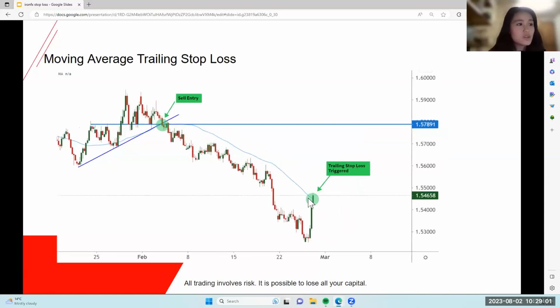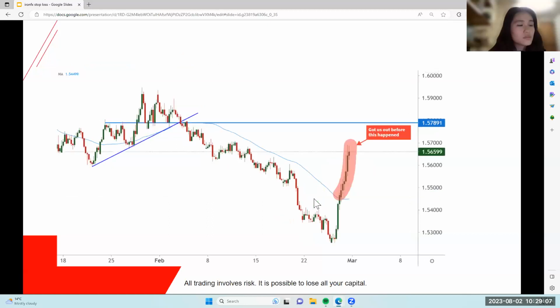So this is the before, this is where you get stopped out. And then this is what happens if you weren't stopped out. Okay?